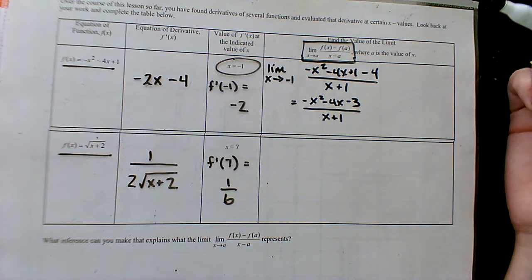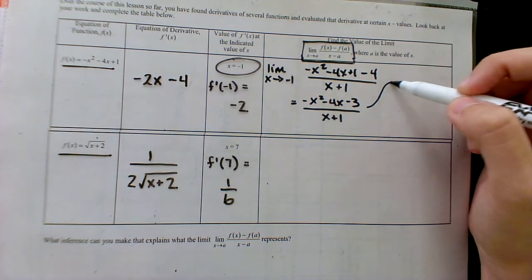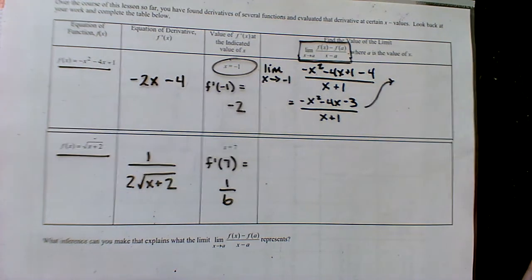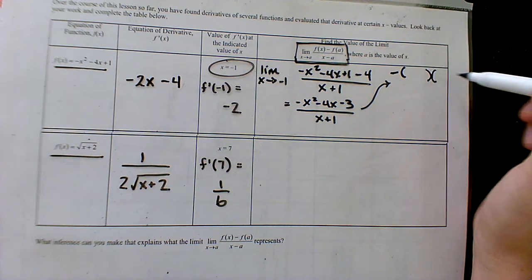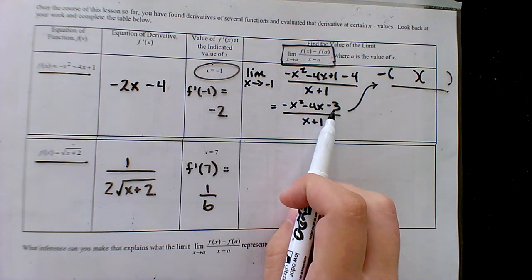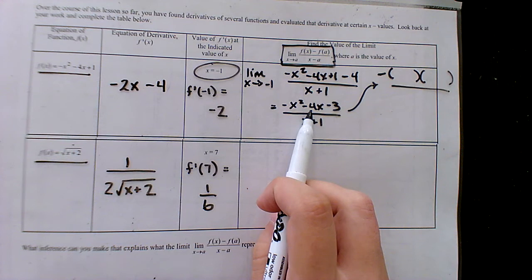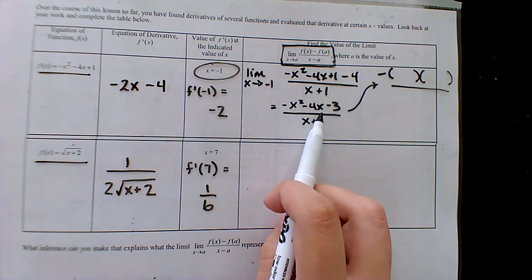Okay, so how can we get around that? Where do you want to go from there? Factor. Okay, so how might the top factor? Well, first of all, we can probably pull out the negative. Then we have to think about two numbers that multiply to positive 3 but add to a positive 4, since those signs are going to switch.